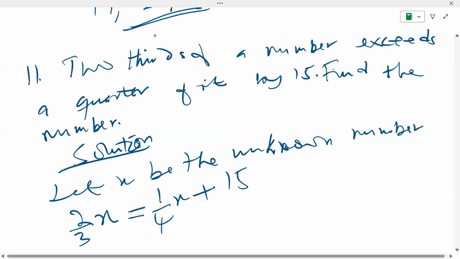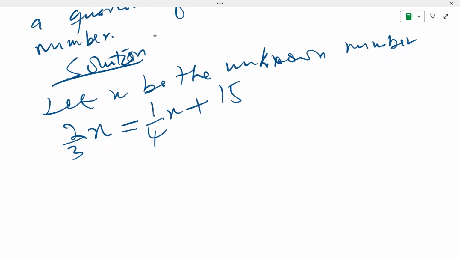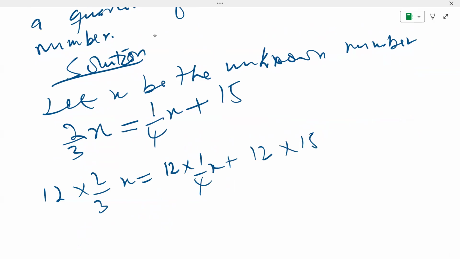So we are going to solve this. What we are going to do is that we try to get rid of the fractions, so we clear the fractions. So we shall multiply every term by the LCM of 3 and 4, so that will be 12. So we say 12 times 2 over 3x, 12 times 1 over 4x, 12 times 15.